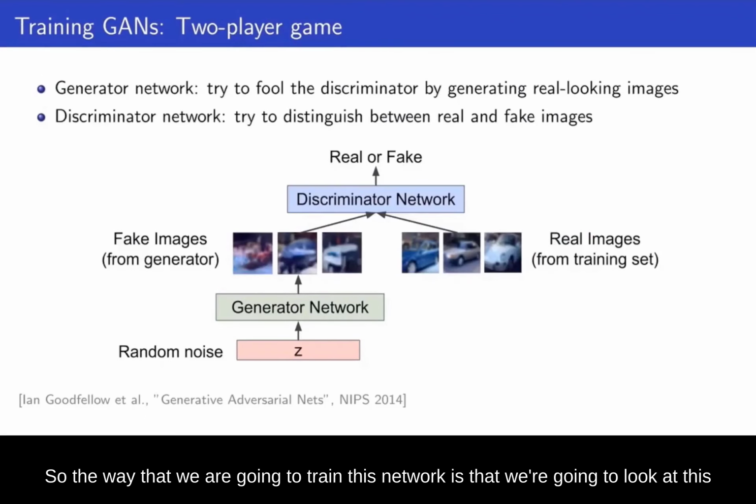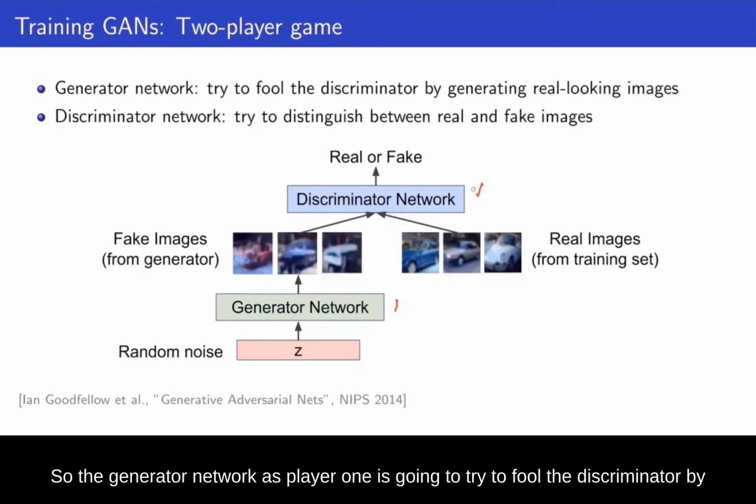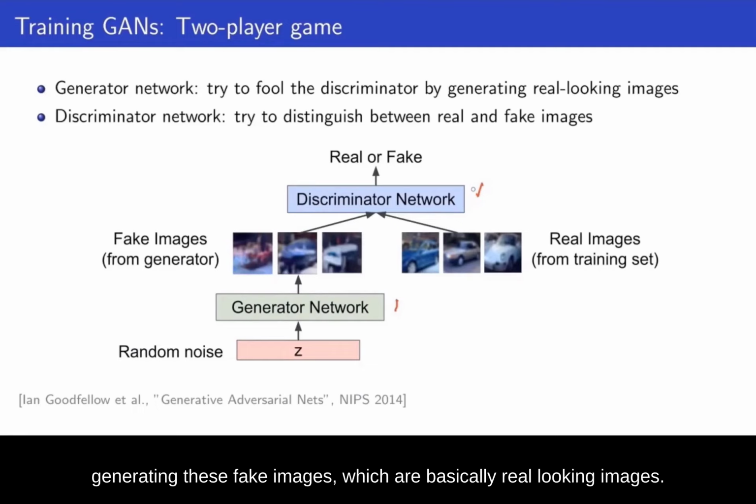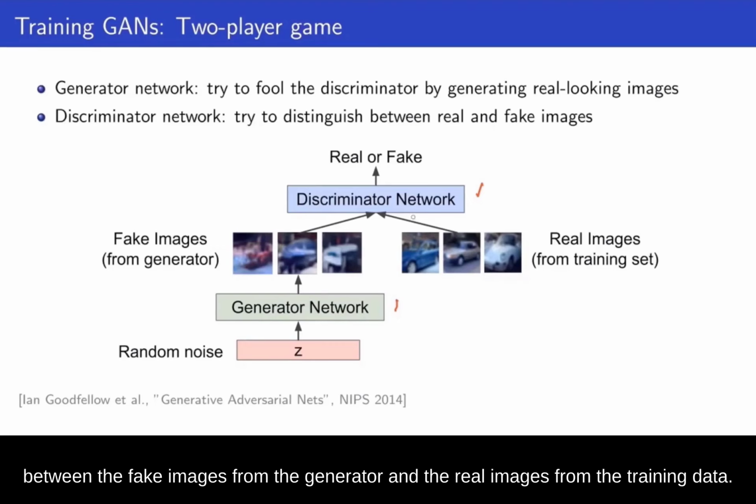The way that we are going to train this network is that we look at this as a two-player game where we have a generator network and a discriminator network. The generator network, as player 1, is going to try to fool the discriminator by generating fake images that look like real images. The second player, the discriminator network, is going to try to distinguish between the fake images from the generator and the real images from the training data.